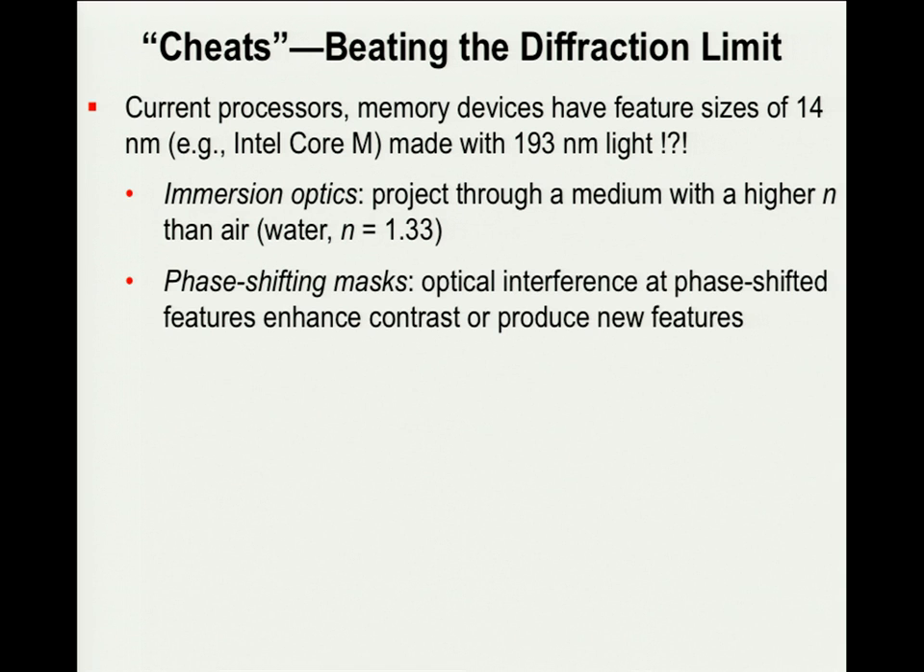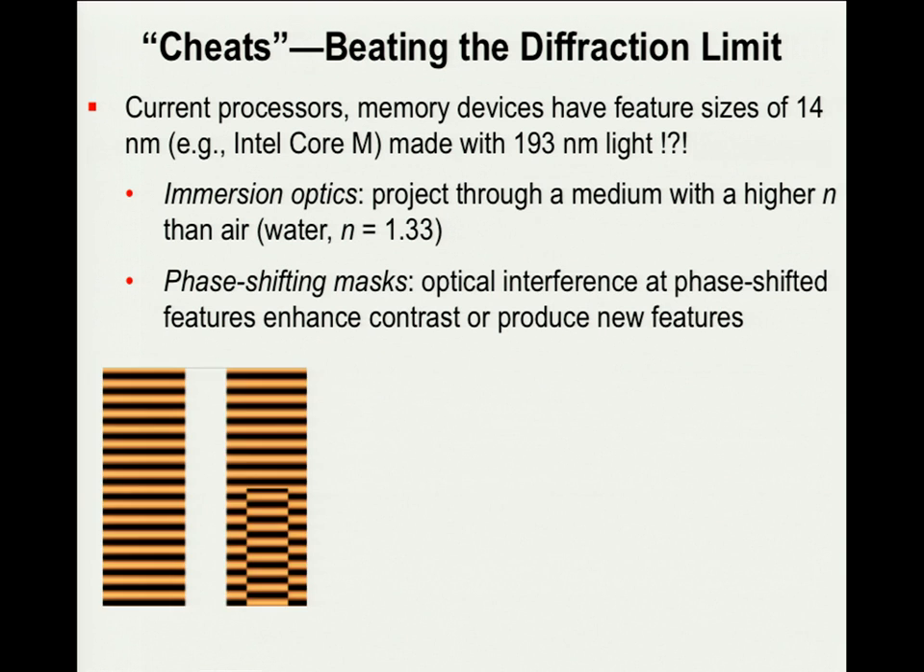Also used are phase-shifting masks that produce interference patterns at the edges of features in a mask, and this shift in phase can actually produce sharper boundaries between features or new features in a photoresist film that have a smaller dimension than the diffraction limit would allow.